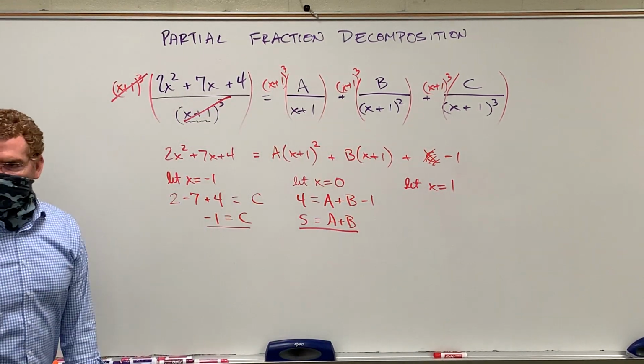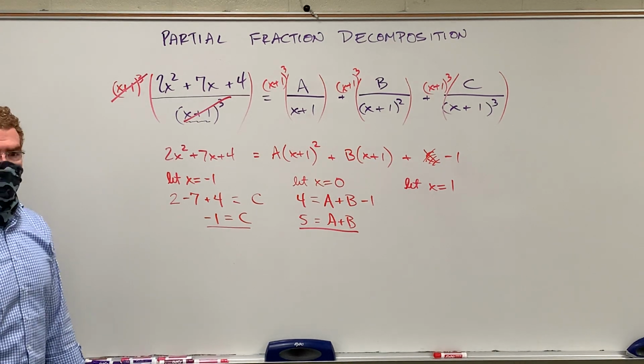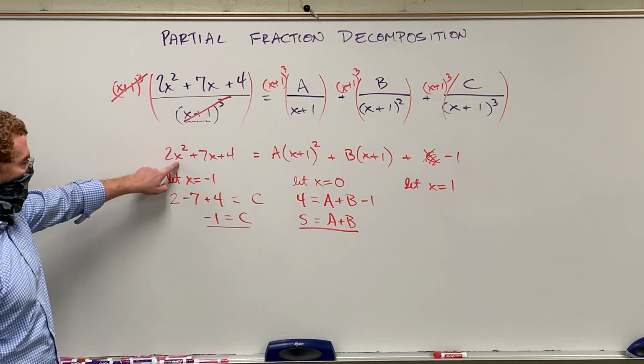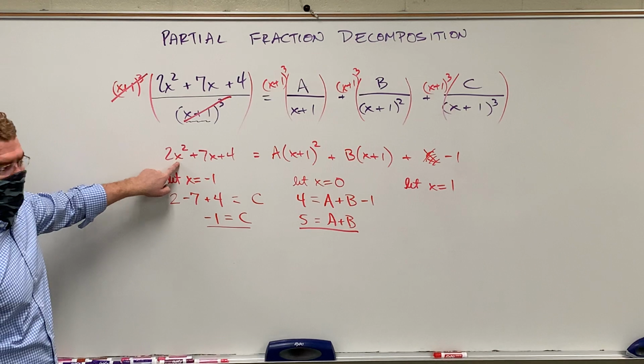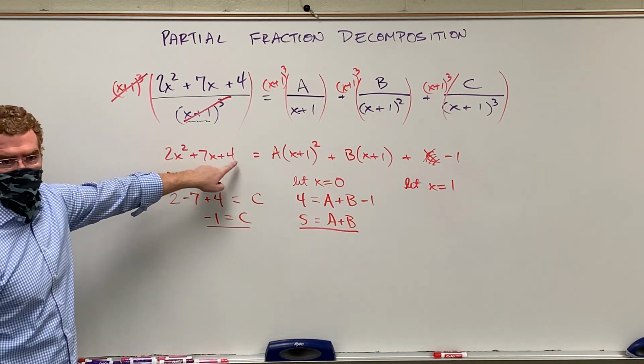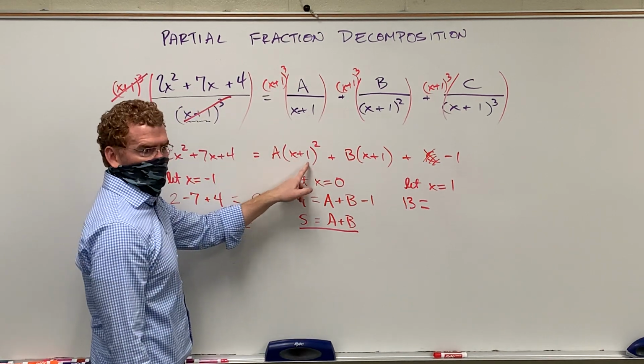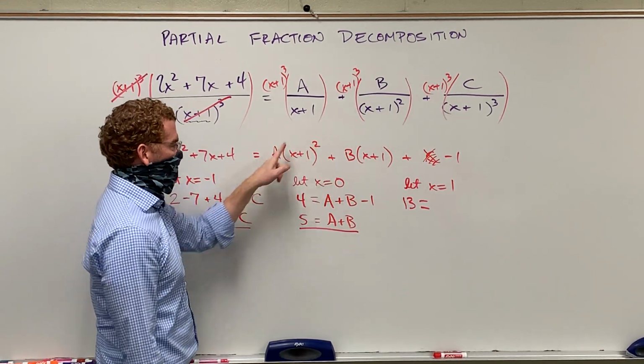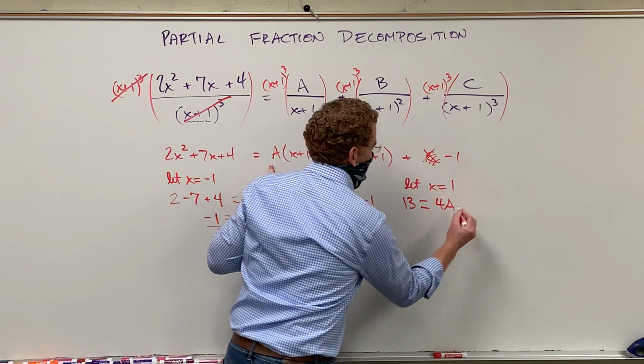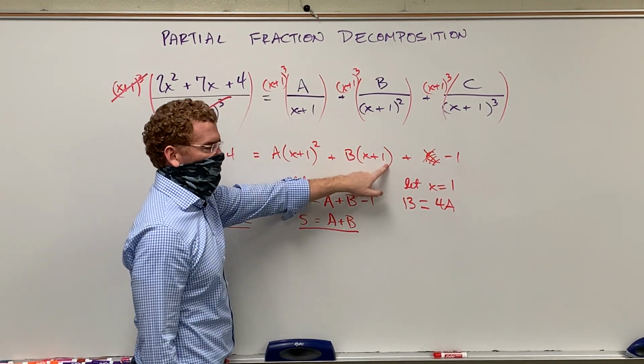and I'm hoping somebody in here is going, wait a minute, isn't there an easier way to do this? And I'm hoping you have it. But if I plug a +1 in there, I get 2 plus 7 is 9 plus 4 is 13. Here I get 1 plus 1 is 2. 2 squared is 4, 4A. And here I get 1 plus 1 is 2, 2B.